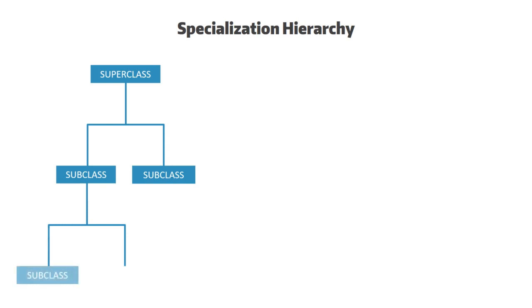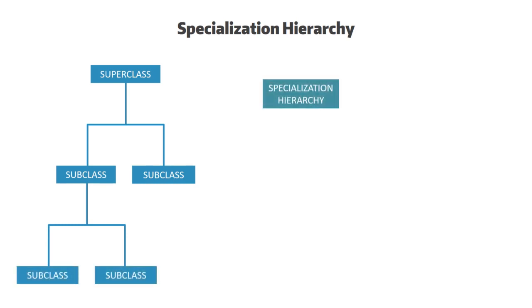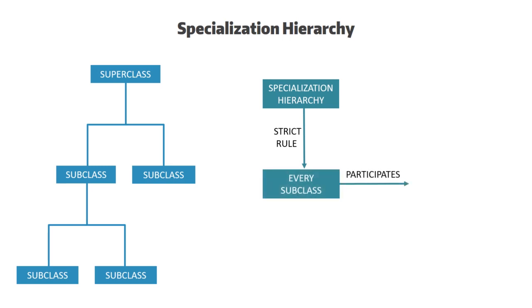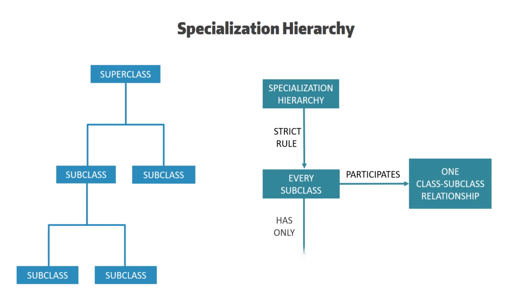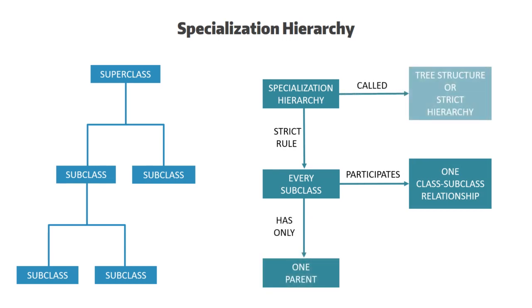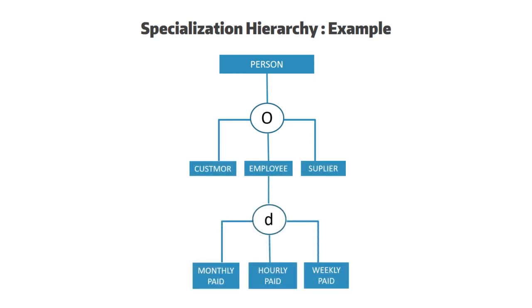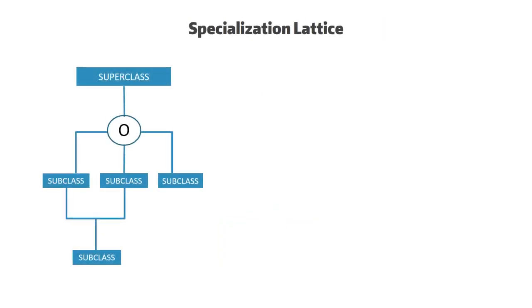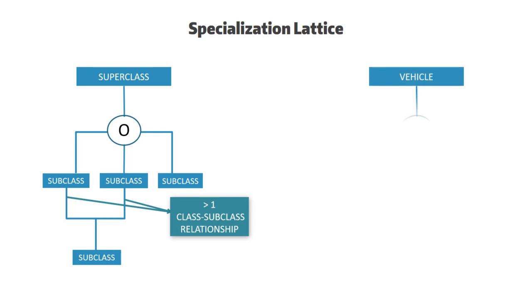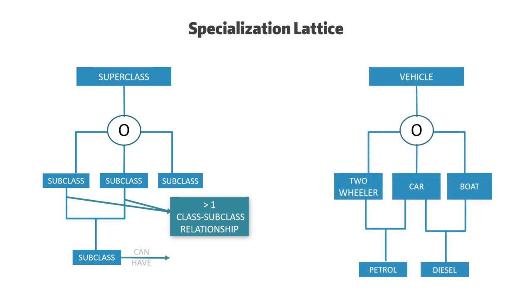If a subclass has further subclasses specified on it, then it forms a specialization hierarchy. The specialization hierarchy has a strict rule that every subclass must participate in only one class-subclass relationship, so each subclass has only one parent. This is called a tree structure or strict hierarchy. For example, a person entity type forms a specialization hierarchy. In a specialization lattice, a subclass can participate in more than one class-subclass relationship. For example, a vehicle forms a specialization lattice. A subclass can have many parent classes. These concepts apply equally to generalization.